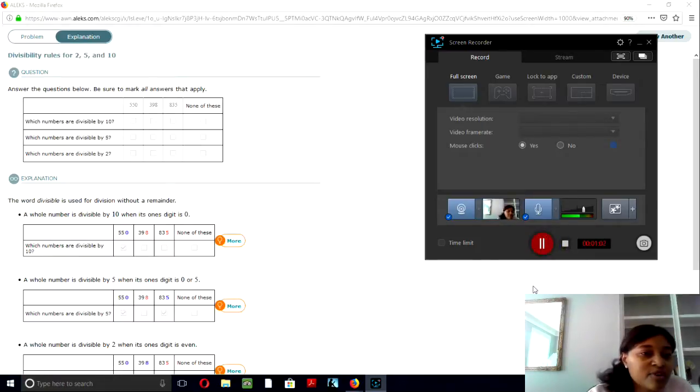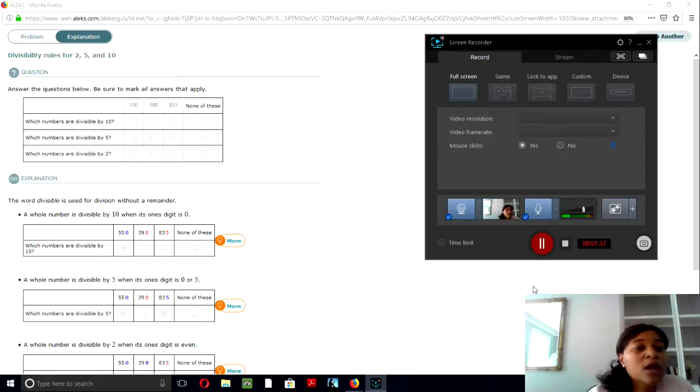The next problem focuses on the divisibility rules of 2, 5, and 10. If you're good with your multiples of 2, 5, and 10, this should be a really easy problem because you know 2, 4, 6, 8, 10, those numbers are divisible by 2. Numbers that are divisible by 5 would be 5, 10, 15, 20, 35, 40, 50, and so forth. And numbers that are divisible by 10 would be 10, 20, 30, 40, 50. So it's pretty much just knowing your multiplications.